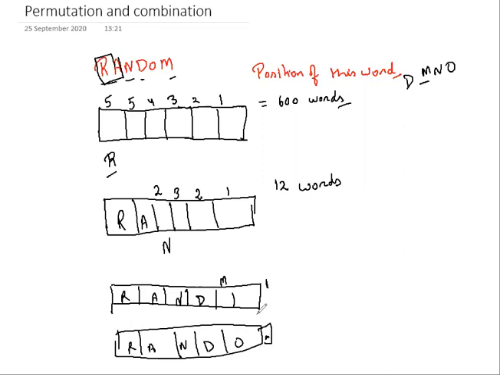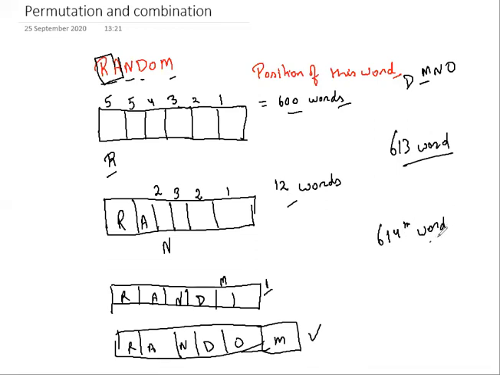Sorry, pardon. This is horrible handwriting. So tell me, what is the position of this word RANDOM? Before this word RANDOM, we have 1 plus 12 plus 600, which is 613 words. So I can say that RANDOM is the 614th word. Right, everyone? Got it, everyone? Tell me.